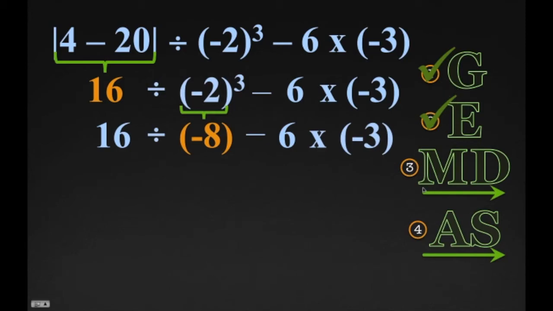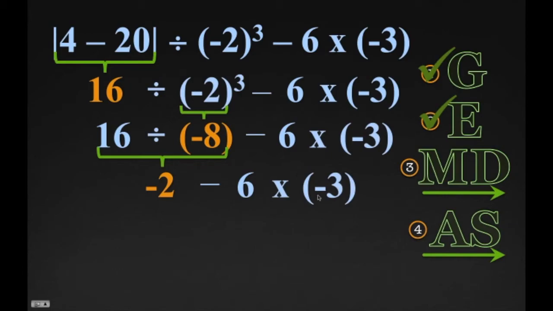Now on to step 3, multiplication or division from left to right, whichever we see first. So once we get to step 3, we start at the left of our expression and then look to the right for any division or multiplication we have. So again, starting from the left, we'll look to the right and we see that we have 16 divided by negative 8. So we'll do that first. What's 16 divided by negative 8? That gives us negative 2. And since I did work, I'll bring down the rest of my stuff. I'll bring down the minus sign, the 6, the multiplication symbol, and the negative 3.